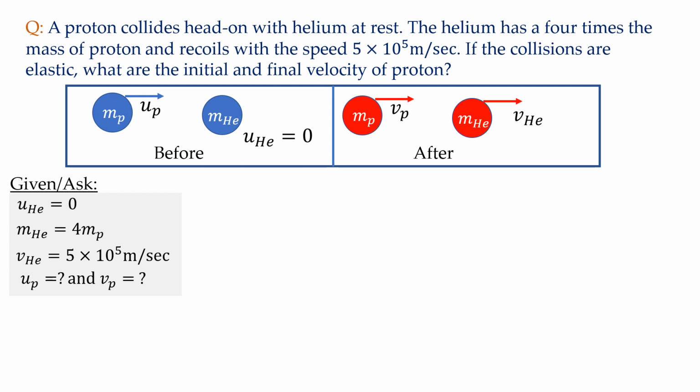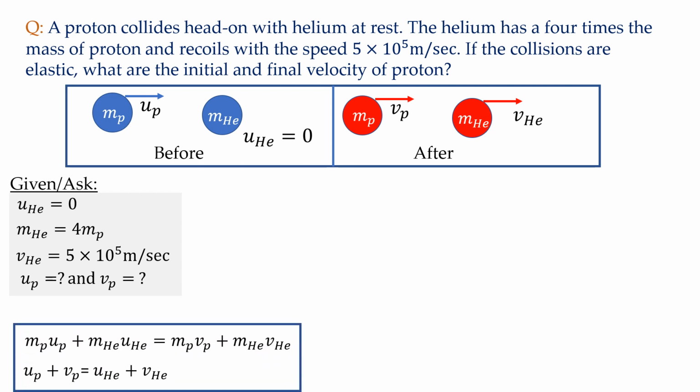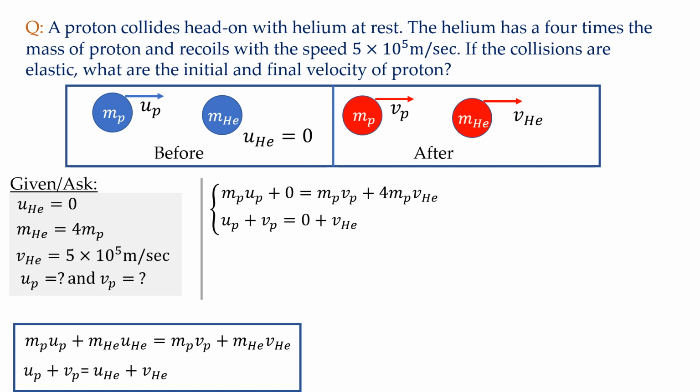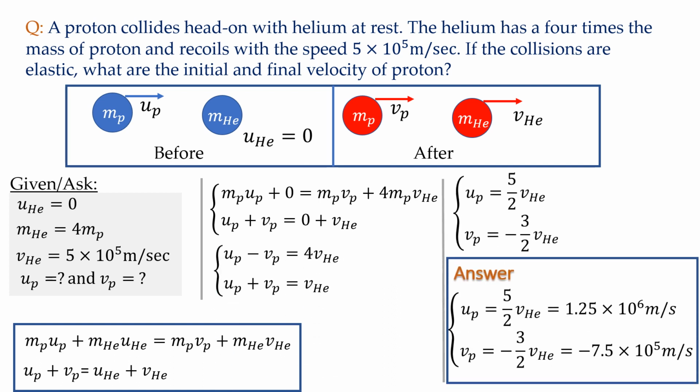We use conservation of momentum and the formula we just got, which is vector addition of initial and final velocities of proton equals initial and final velocities of helium. We apply this to our problem, and with a little algebra we can find the answer for initial and final velocities of proton. You can see how easy it was to solve.